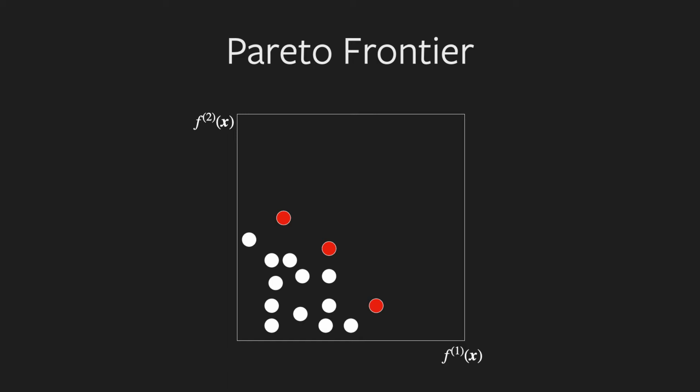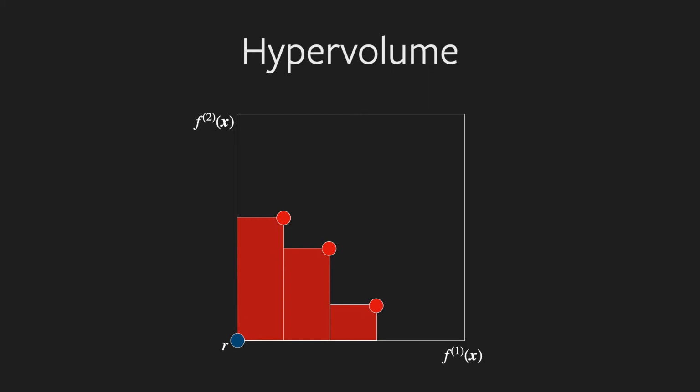means degrading another. Hypervolume is a common metric that is used to assess the quality of a Pareto Frontier and is defined as the volume that is dominated by the Pareto Frontier and bounded from below by a reference point. Typically, the reference point is selected by the decision maker according to their preferences.